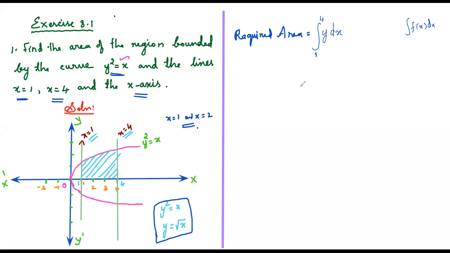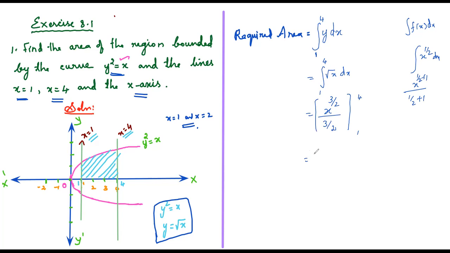And now you just substitute the value of y from there. So it is 1 to 4. What's the value of y? Square root of x, dx. That is x power 1 by 2. What's the integration of x power 1 by 2? It's x power 1 by 2 plus 1, divided by 1 by 2 plus 1. So it is x power 3 by 2 by 3 by 2, and the limit varies from 1 to 4. And now you can take the constant outside, like 3 by 2.